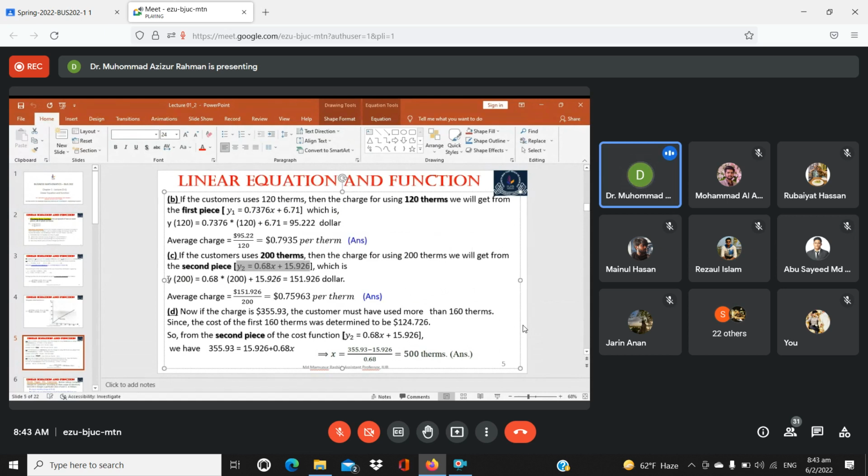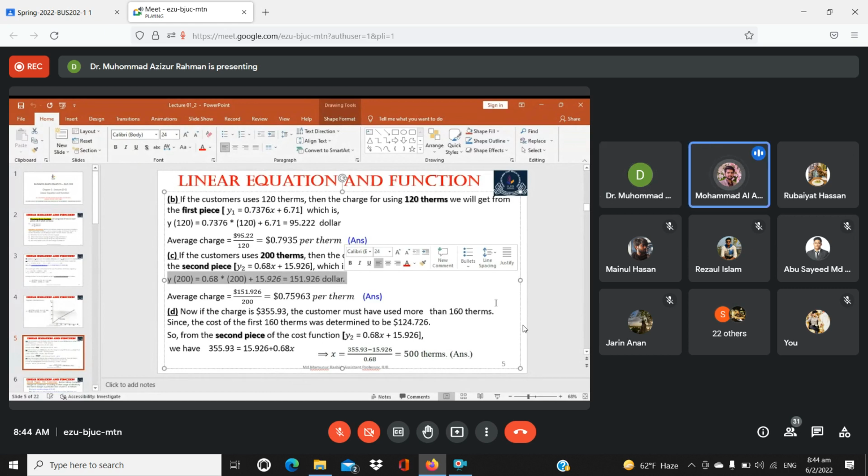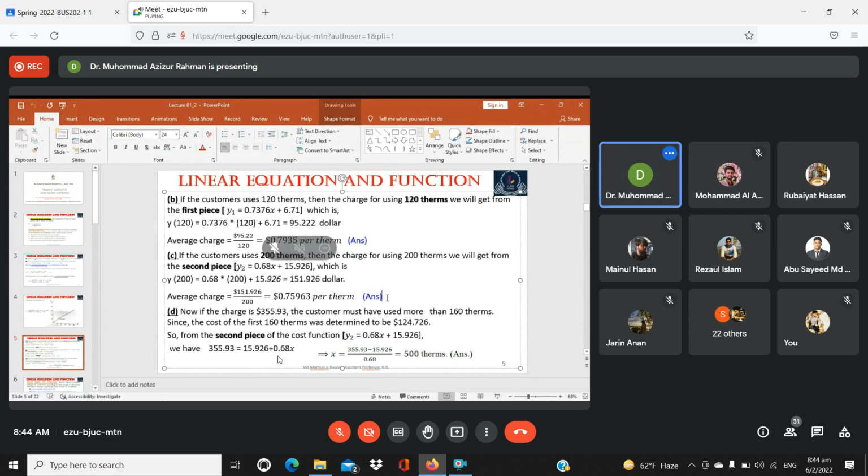Then we can get the total cost of 200 therms, that is $151.96. This will be our total cost if we use 200 therms. So what will be the average charge? Divide by 200. Very simple. So you can get the average charge is this one. So our part C also we can easily calculate this way.